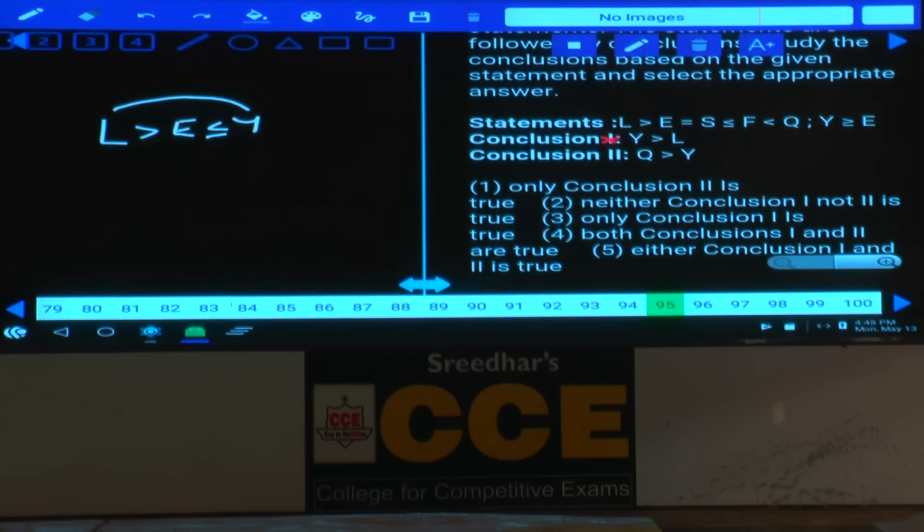Then second, Q and Y. Now between Q and Y, E and Q, what is the relation here? E lesser than Q. And Y greater than or equals to E, E lesser than Q. Now the relation between Y and Q, greater than, lesser than, again, two opposite symbols, no relation here. And so neither 1 nor 2, that is choice 2. And this is about question number 95, choice 2 is the answer.